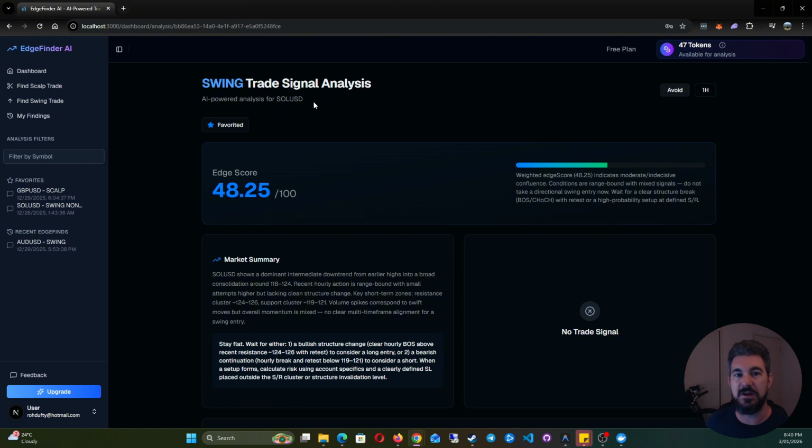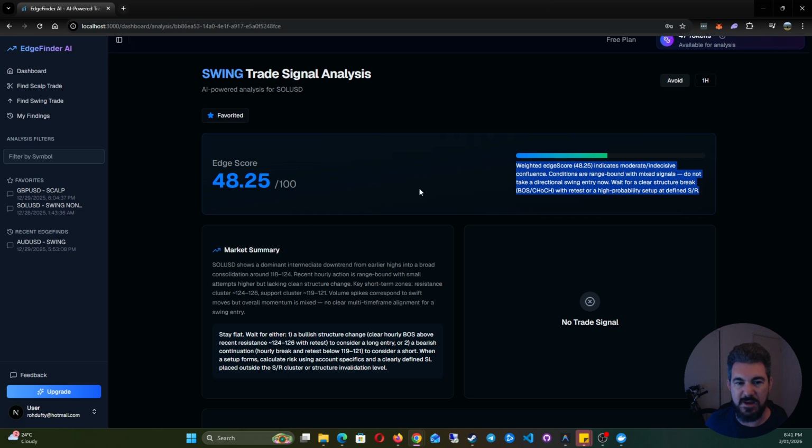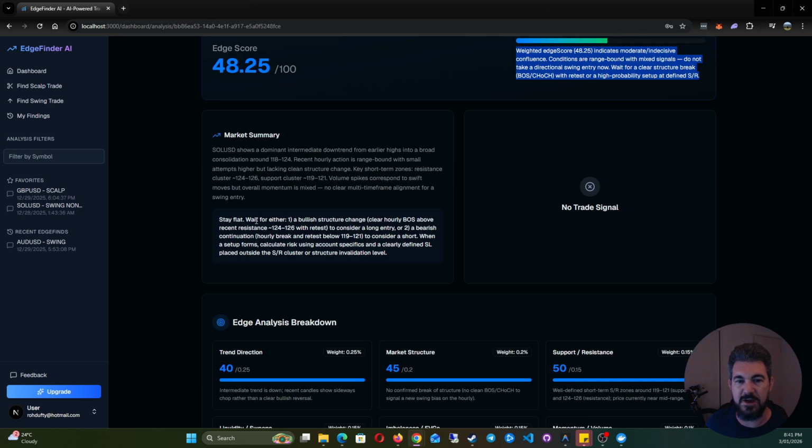I did this for Solana USD. Yes, you can use crypto, you can use indices, you can use stocks, you can favorite it. And what it says here is that you should avoid this. It's a 1 hour time frame analysis. This is what it says. And this is a market summary. Stay flat, wait for a bullish structure change. You can read all that. But basically this is saying that there is no trade signal that it's seen right now.